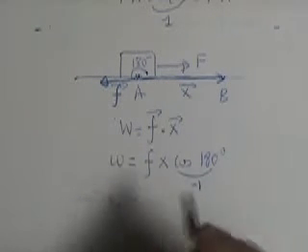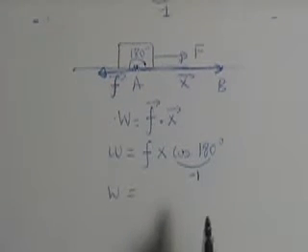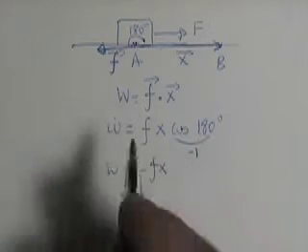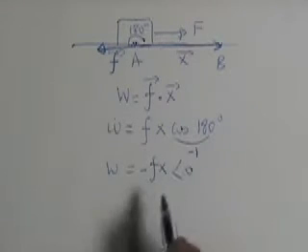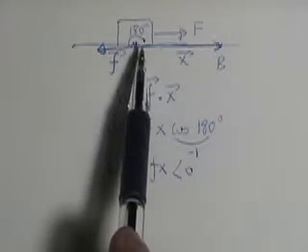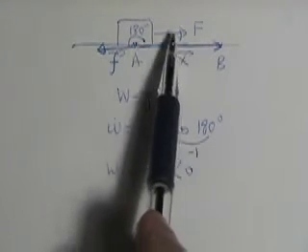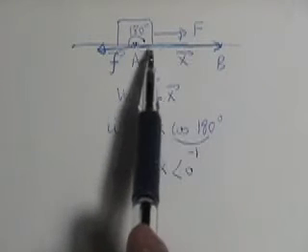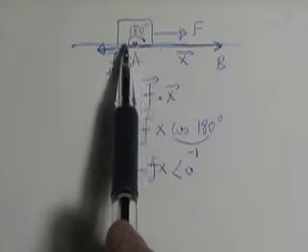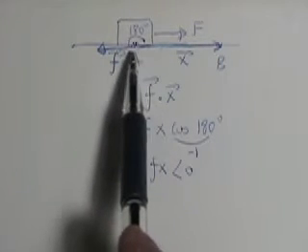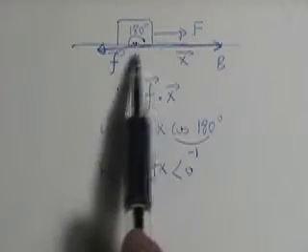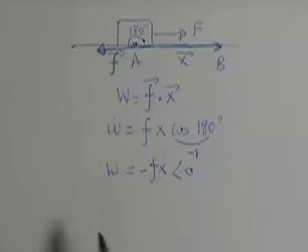So the work here is equal to minus fx. So this work is negative. Why? Because the block is moving to the right, and the big force F is pushing it to the right, but the small force f is trying to slow it down, or trying to block it from going to the right. So that work is opposite the direction of x. So that work is negative.